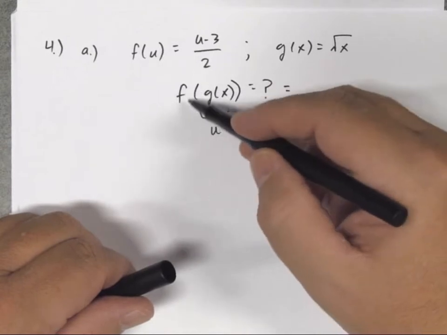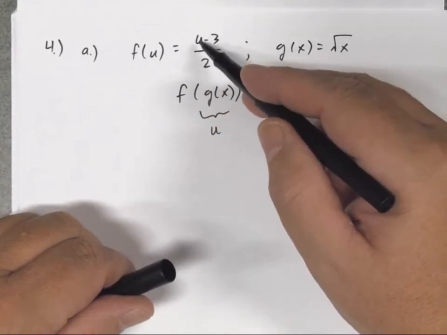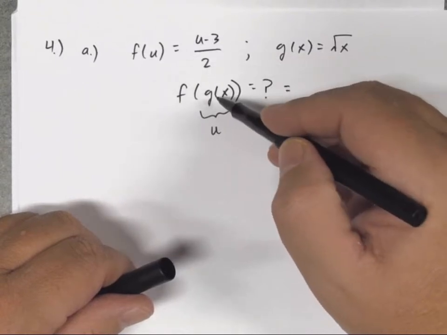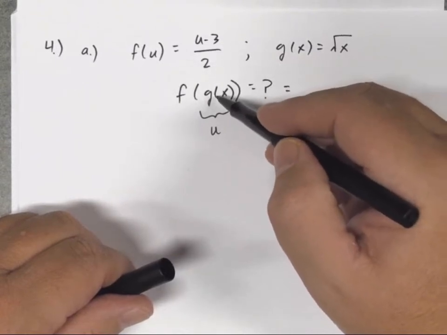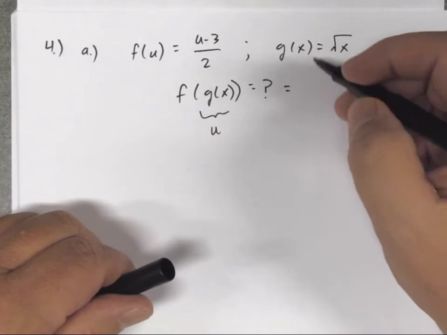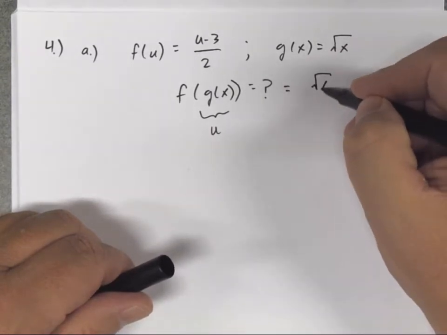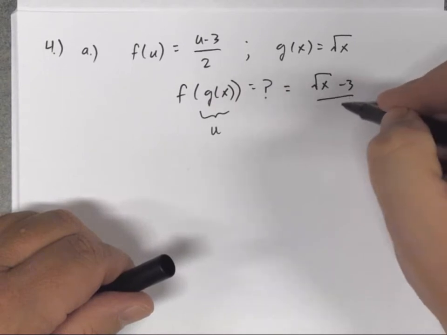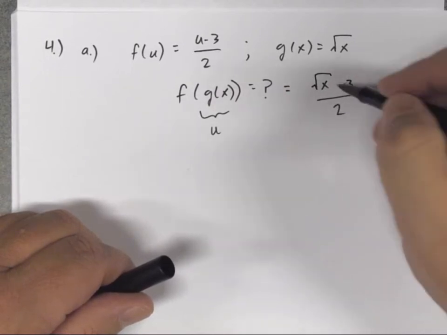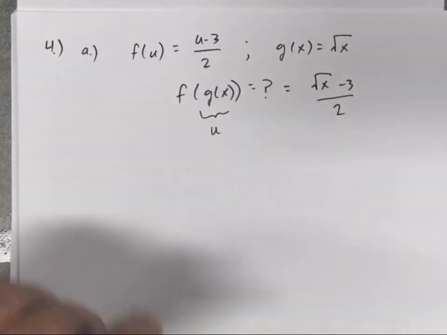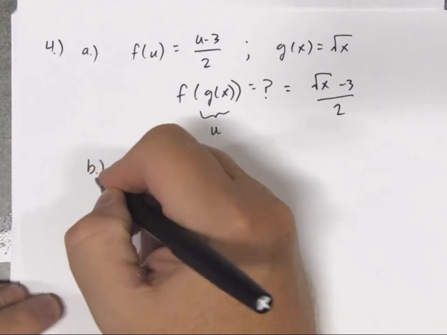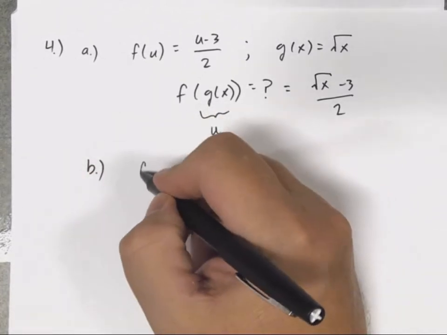So f of g of x is go to your f function, u minus 3 over 2. But I'm not going to write u. In place of the u, I'm going to substitute the g function, which is square root of x. So this would be square root of x, which is the u, minus 3 over 2. And that actually is your answer. Really not very difficult.